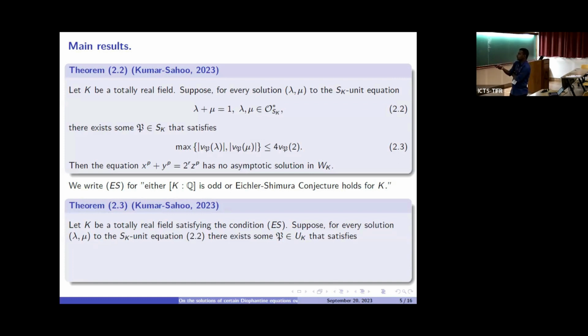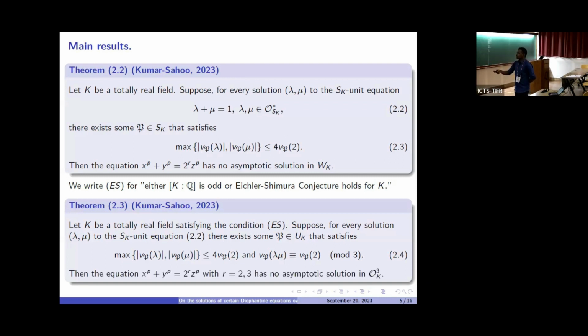Here we are also studying the SK unit equation. Suppose for every solution lambda, u to the SK unit equation, there is a prime P belonging to UK that satisfies this condition. In the earlier theorem we took this prime P belonging to SK, but here we need this prime P belonging to UK satisfying the same condition, along with an extra condition, that is, v_P of lambda u is congruent to v_P of 2 mod 3.